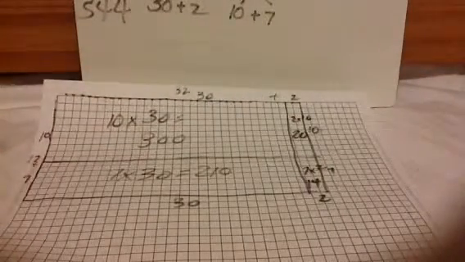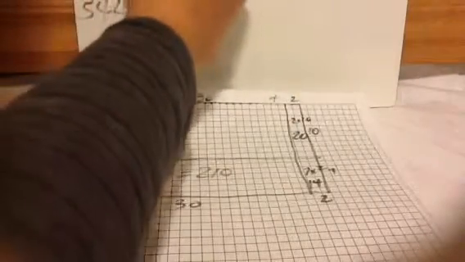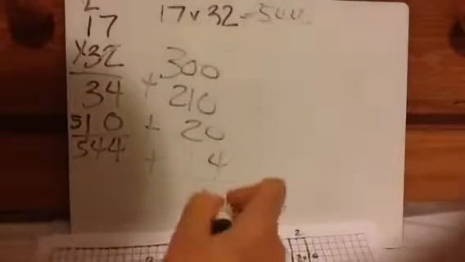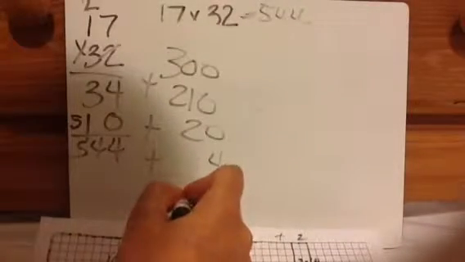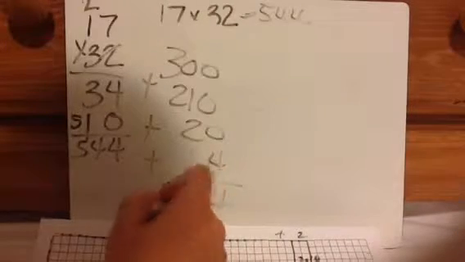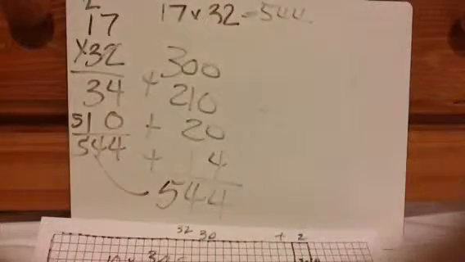Okay, now let's add up all those partial products. 300 plus 210 plus 20 plus 14. Make sure you line everything up. That helps. 2, 3, 4. Wait, I'm doing something wrong. Oh, no, 3, 4, 5. There we go. 544. Perfect.